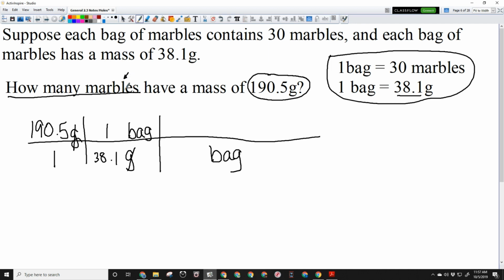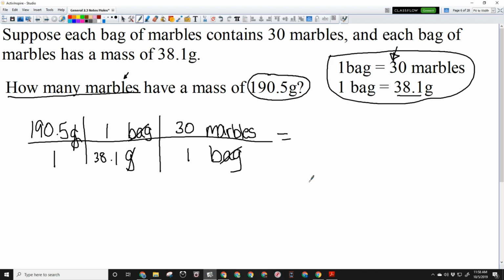What unit do I want to convert to? Marbles. So I look, do I have a conversion factor going from marbles to bags? And I do. So I'm going to put marbles here. Put in my numbers. 1 bag is 30 marbles. Cancel what I can cancel. Now I have the unit that I want for my answer. Okay, so now I can stop and do the math. So 190.5 times 1 times 30.